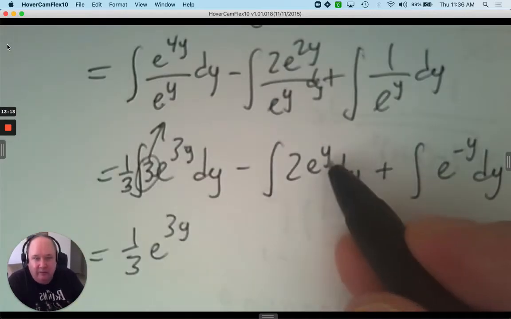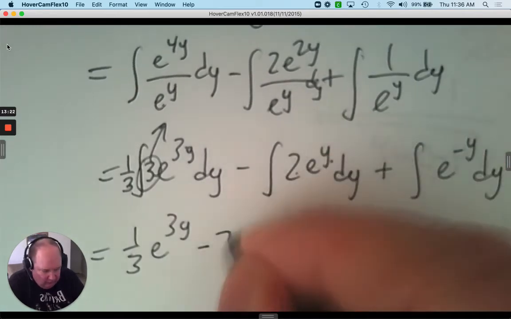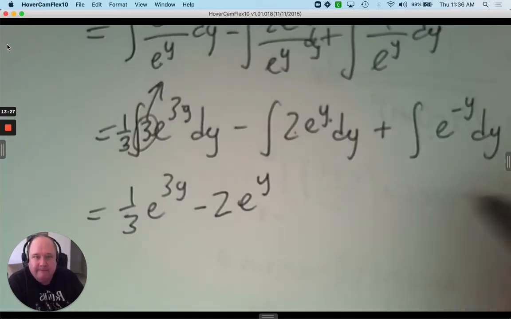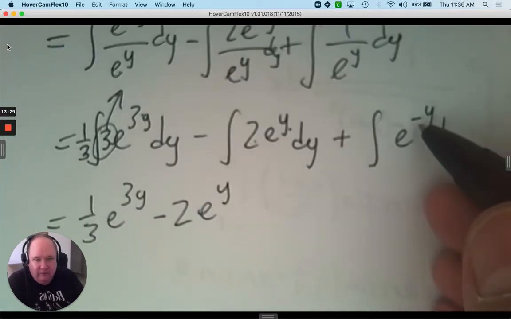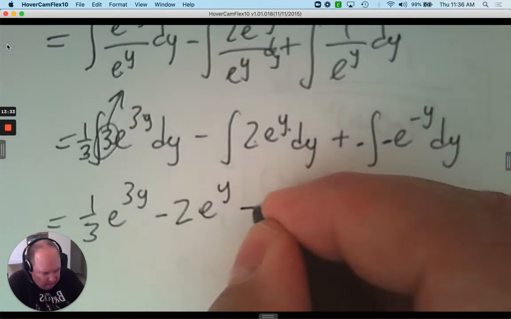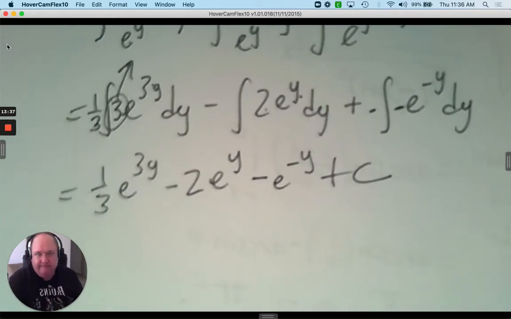The second one, the derivative of y is 1, so I need a 2 in front. So it's 2e to the y. And then the last one, the derivative of negative y is negative 1, so I need a negative in front. So it's subtract e to the negative y, and then plus c.